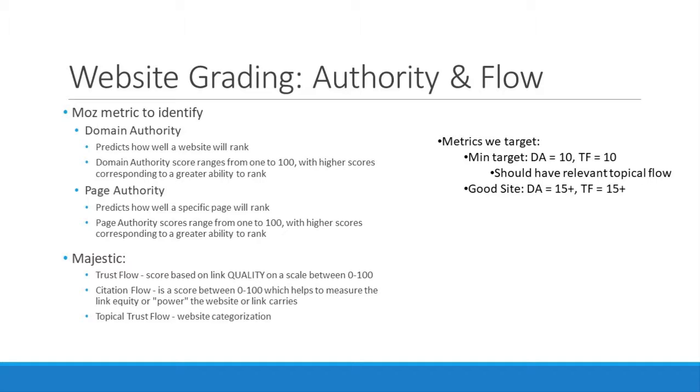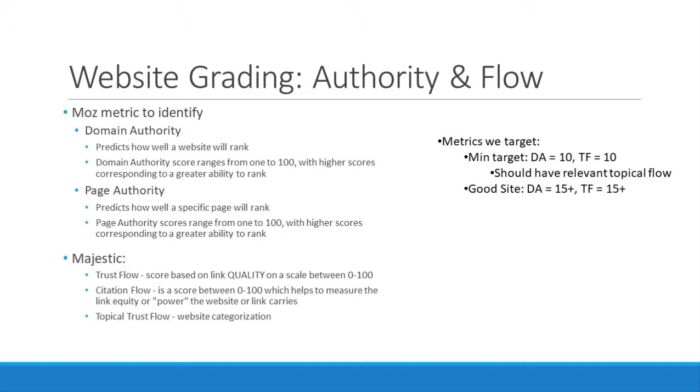Now, the target that we're looking for, our minimum target, is DA 10, trust flow 10, and that means that the citation flow would be 20 or less. And then a good site would be DA 15 plus and trust flow 15 plus.